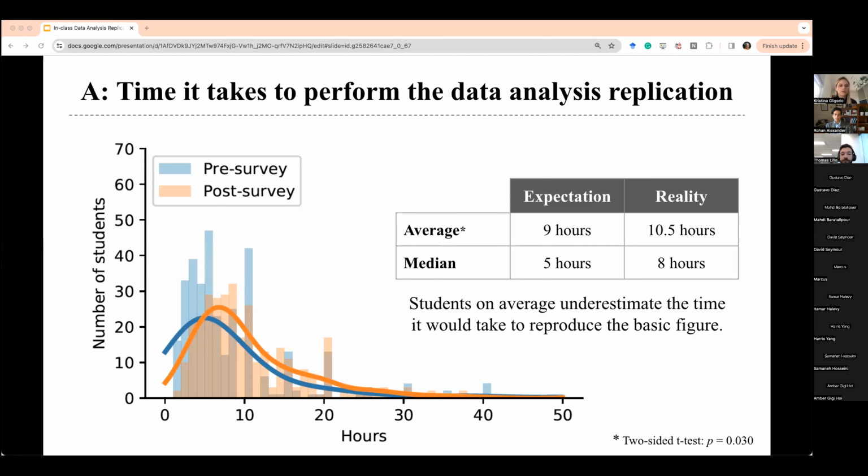And we can see the shift in this visualization where on the x-axis we have the hours, on the y-axis the students, and the post-survey, so the reports of how long it actually took, are shifted to the right compared to the pre-survey in blue.